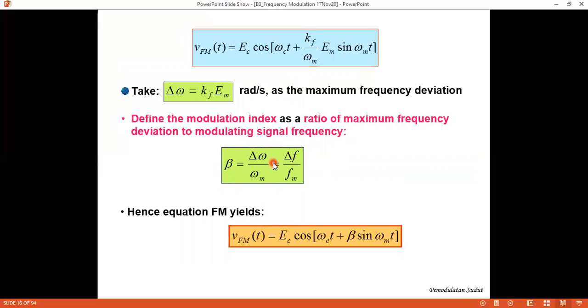So from here, we can simplify that kf Em over omega_m is actually beta. So our v_FM becomes Ec cos(omega_c t plus beta sin omega_m t), because delta omega is equal to kf Em. So then you can just substitute beta in front of our sin omega_m t.